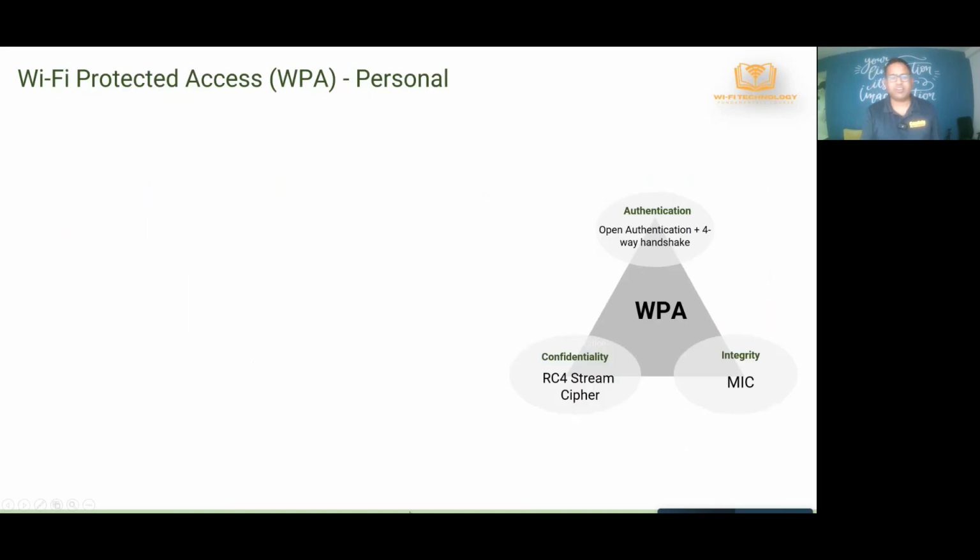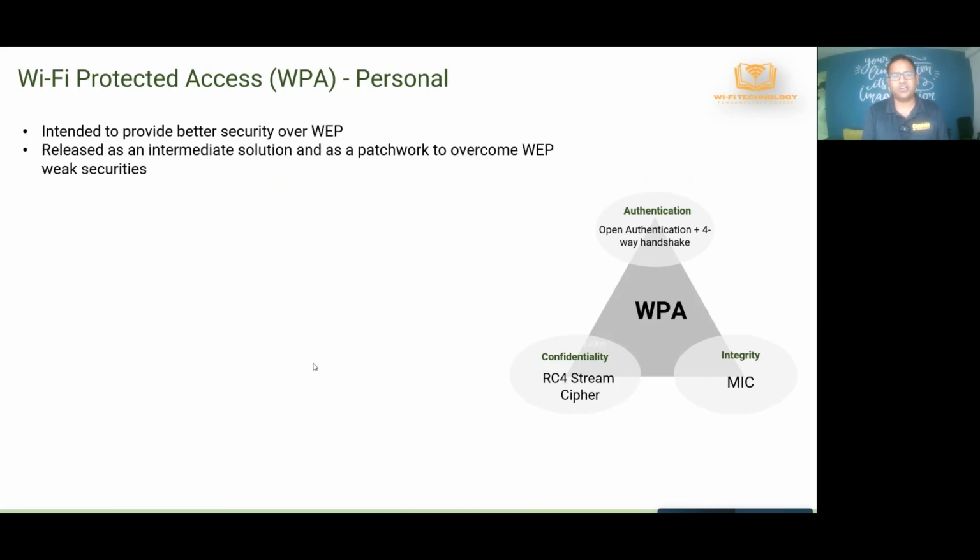Then came WPA. Because WEP got cracked very quickly, and people saw the flaws in WEP, the standards body tried to patch up and use this mechanism called Wi-Fi Protected Access, or WPA. It was intended to provide better security over WEP, but it was not intended for long-term use, and it was actually a temporary solution, because they didn't want to change the hardware. They just wanted it to be basically a firmware upgrade from WEP to provide better security. So it was an intermediate solution to overcome the weaknesses of WEP.